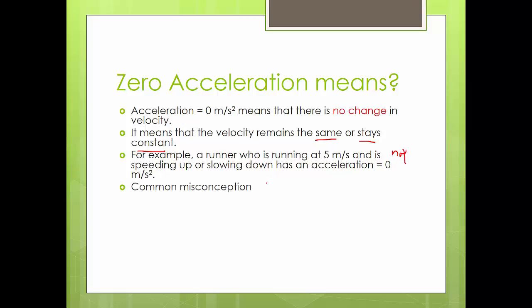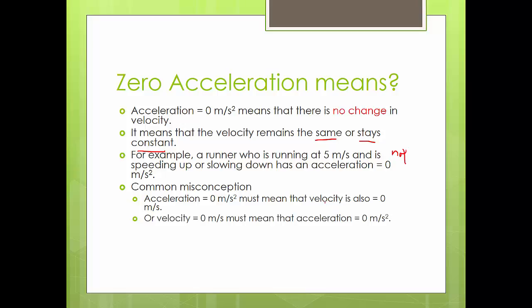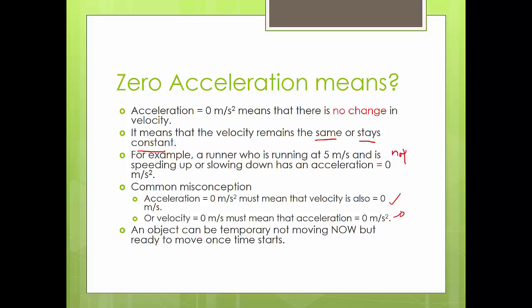Okay, so one common misconception students may have is that having 0 acceleration must mean that the velocity is also 0 meters per second. Or the other way around, that if somebody is not moving at that point in time, the acceleration must be 0. This one is a bit more difficult. If you see an object not moving, its acceleration seems to be 0, but that may not be true, because an object can be temporarily not moving at that point in time, but actually be ready to move once you give the go signal. Okay, understand?